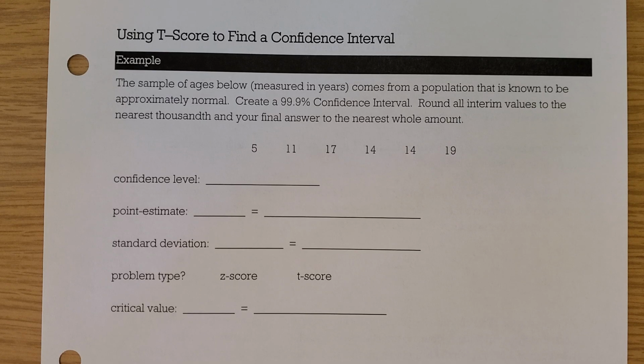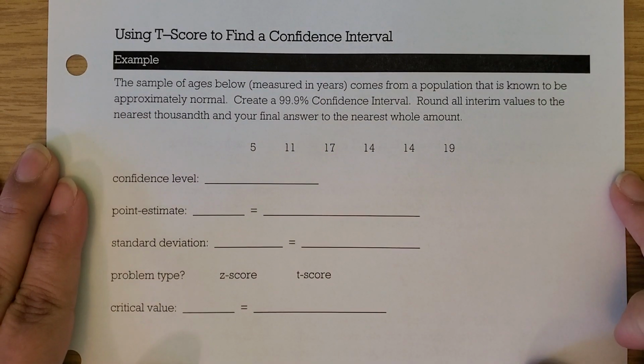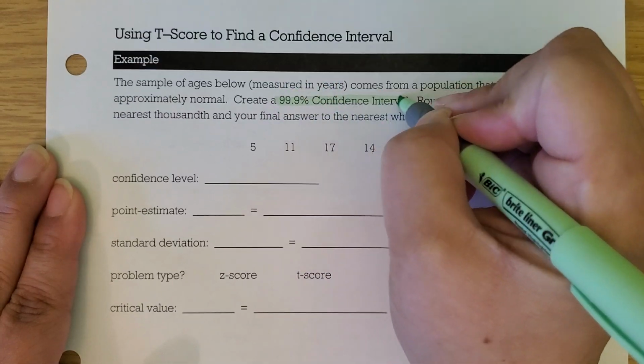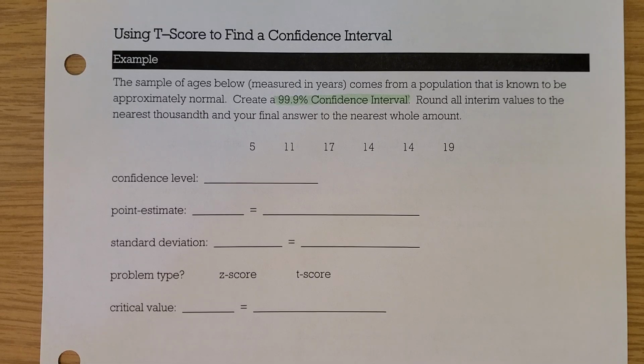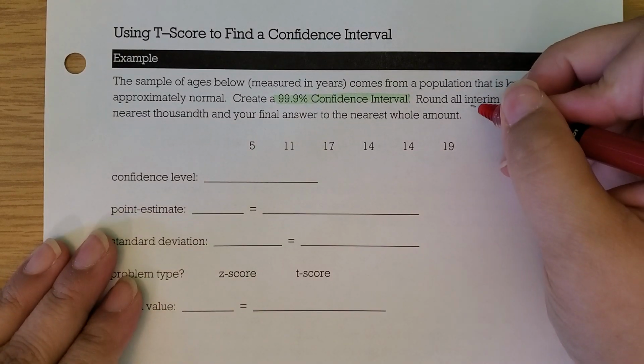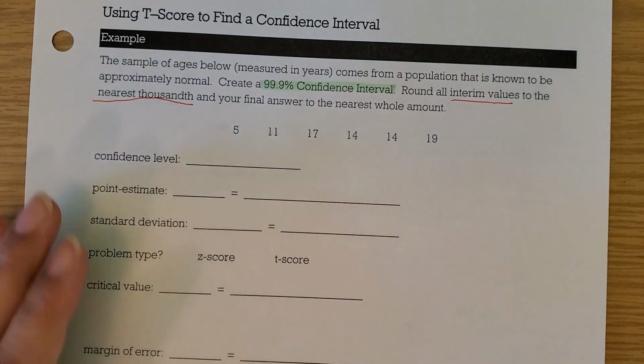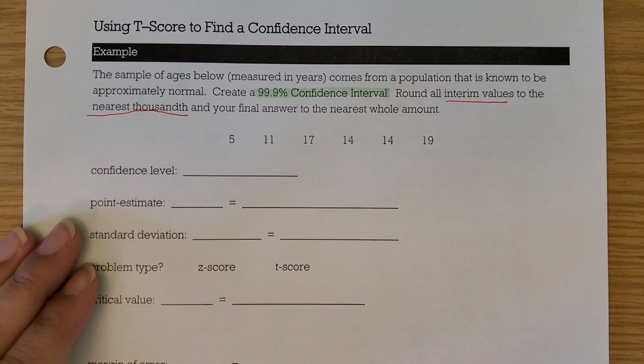I'm going to start out in much the same way as I did before by reading through the paragraph and summarizing what information I know. So it starts out by saying, the sample of ages below, measured in years, comes from a population that is known to be approximately normal. Let's create a 99.9% confidence interval. Then it says round all interim values to the nearest thousandth, and your final answer to the nearest whole amount.